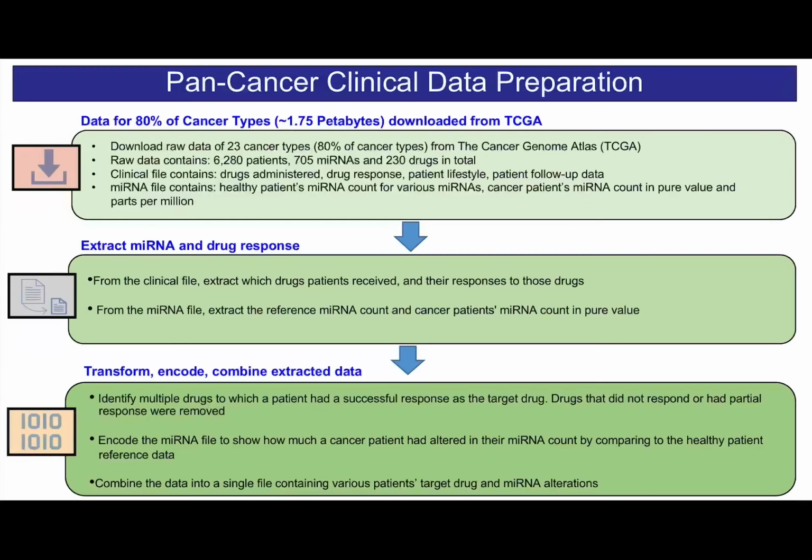I used data for 23 cancer types from the Cancer Genome Atlas, which contained over 6,000 patients, 705 microRNAs, and 230 drugs. From this large dataset, I used pandas to extract the exact information I needed, which was how much each patient had altered in their microRNA count in comparison to a healthy human, as well as the drug combination that worked the best on them.